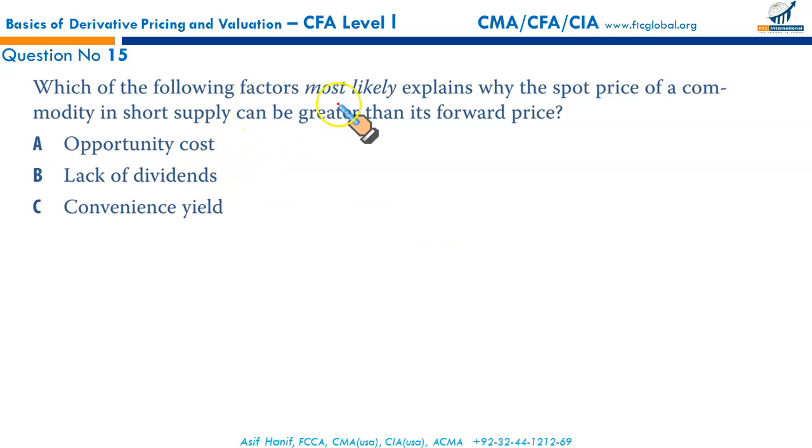Next, which of the following factors most likely explain why the spot price of a commodity in short supply can be greater than its forward price?